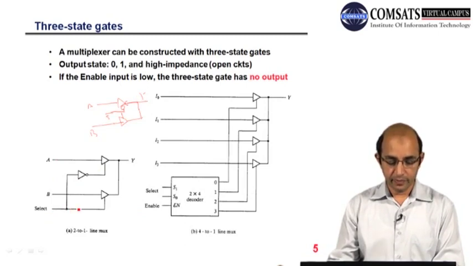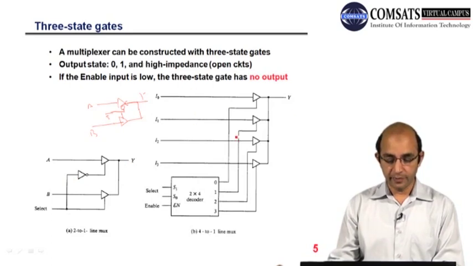Whenever select is 0, it means A will be communicated to the output Y, right. Whenever we have select 1, here we have the high impedance, or it will act as an open circuit, and the input, that is B, is communicated to Y, right. So when S is 0, A will be selected, and when S is 1, B will be communicated to Y, right.